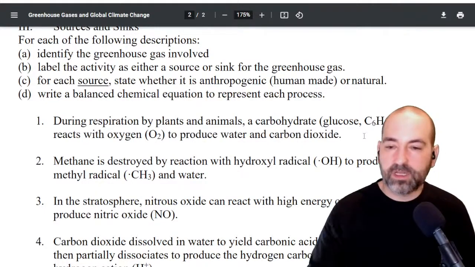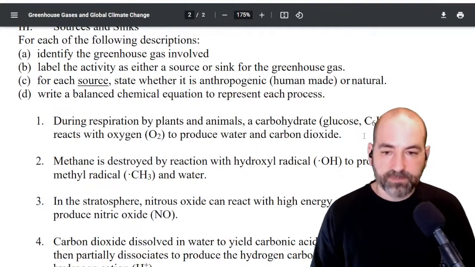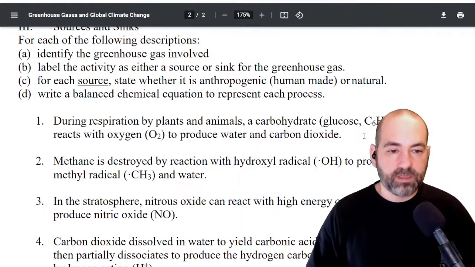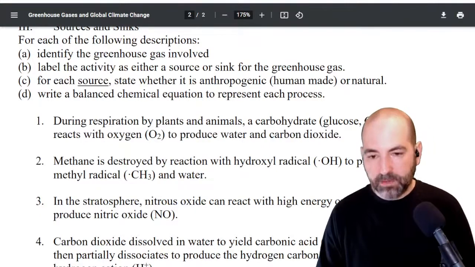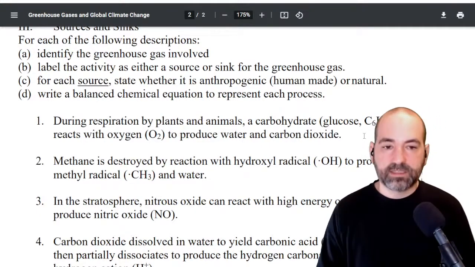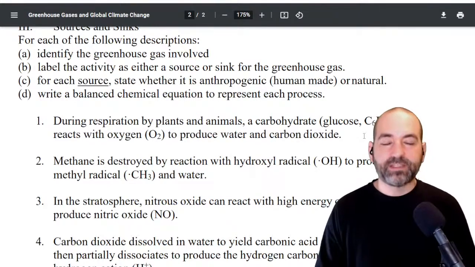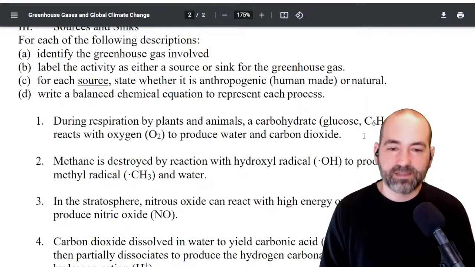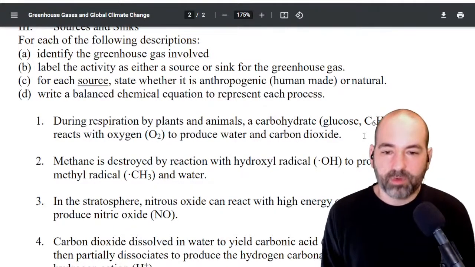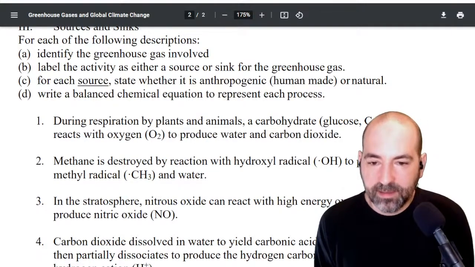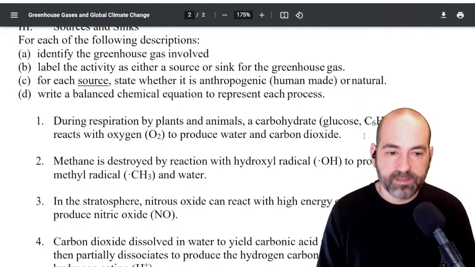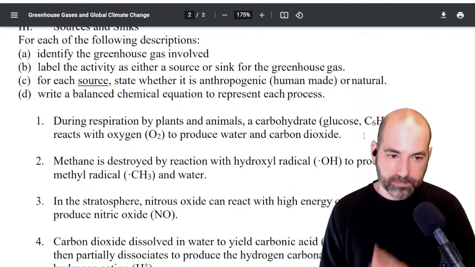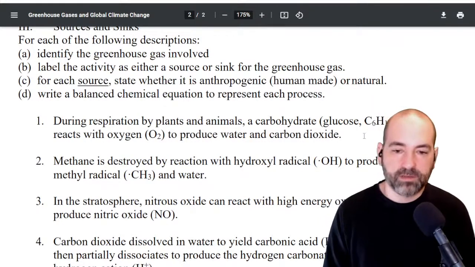And then the third question is, if it's a source, is this anthropogenic? Is it something that humans do? Or is it just naturally occurring in the world? And so for respiration, since that is something, I guess, that humans do, but it's something that everybody does, including plants, I would say that is probably a natural process, right? Anything that exists in the world, any living thing, is going to undergo respiration and do this process.